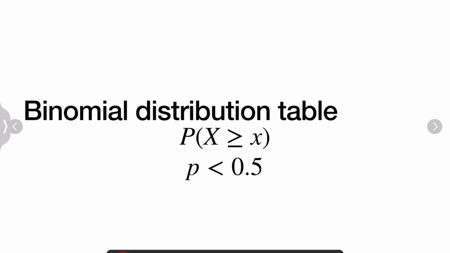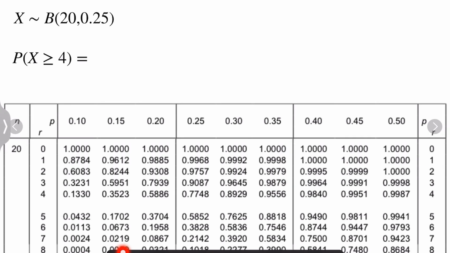So binomial distribution table, kita hanya baca untuk probability x greater than or equals to. Termasuk dengan X. So apa-apa pun tukar jadi greater than or equals to. And your table provided is only for probability which is less than 0.5. Now look at your table. X has a binomial distribution with n is 20 and p 0.25.